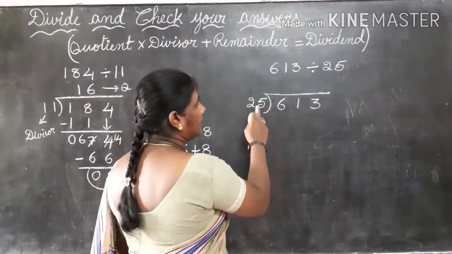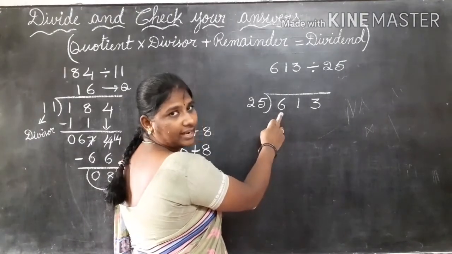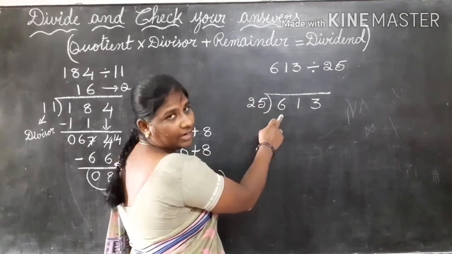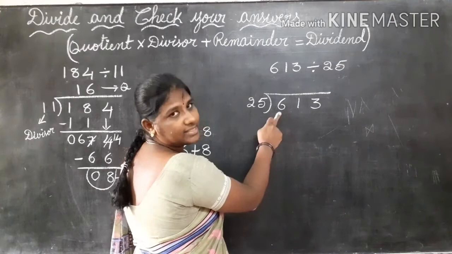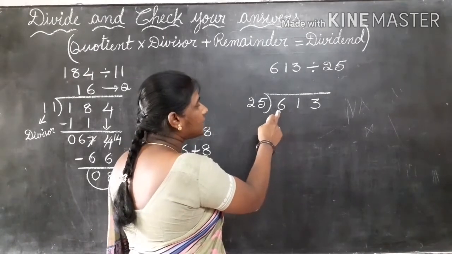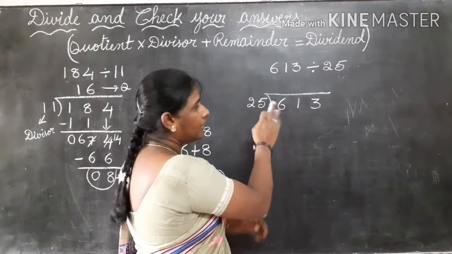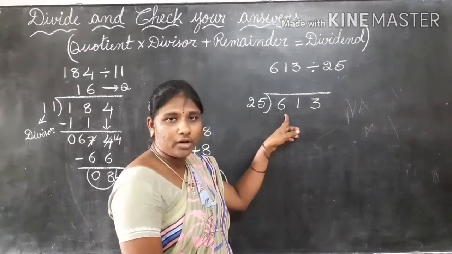So 613. First here 6 is there. This 6 is less than 25, so we have to take 1 also. Now 61 is the dividend. This 61 is more than this 25. Yes. Now we have to check the table.